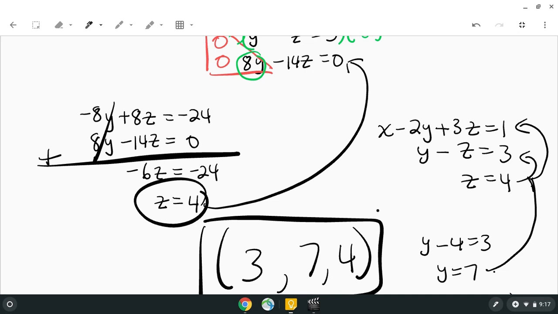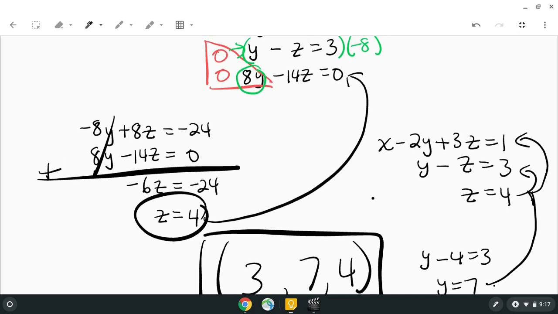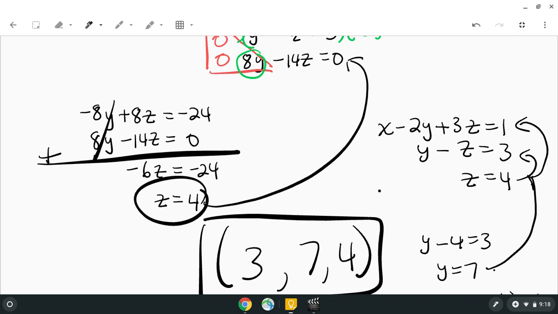All right. So that is about it. So you just have to keep track of everything as you're working through these. If some of you would like to see another example of this, then just message me and let me know that you want to see another example of Gaussian elimination. And I'll make another video with another example like this.